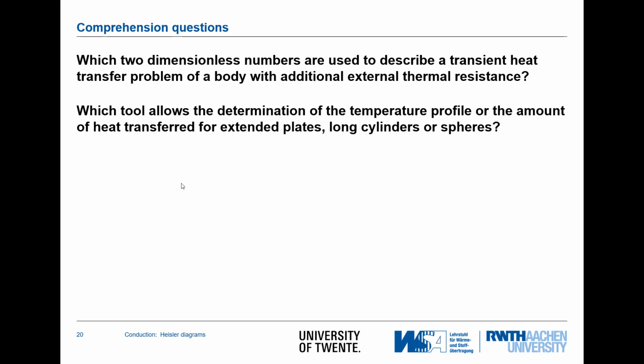This is the end of the video, so let's look at the two questions. Which two dimensionless numbers are used to describe the transient heat transfer problem with an additional external thermal resistance? So as soon as you hear the words additional external thermal resistance, you should directly think about the Biot number, which scales the two resistances. And if you look at a transient process, the Fourier number has always something to say.